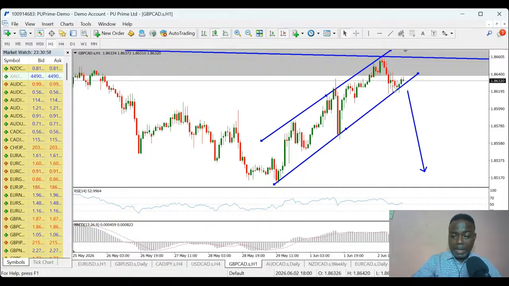Now, if that breakout happens, we're also to look for a confirmation with our RSI. Our RSI should cross below 50. That is a further bearish confirmation. RSI crossing below 50, and MACD also possibly crossing below 0. It's not compulsory for the MACD. The most important is the RSI. But if the MACD crosses also, that is an additional confirmation. So we're very, very bearish on the GBP CAD.